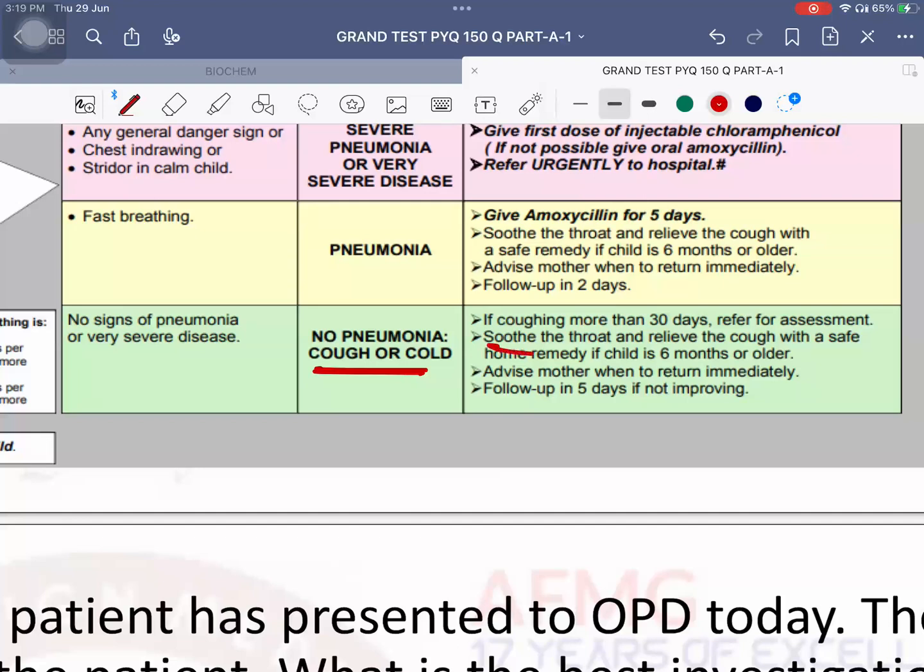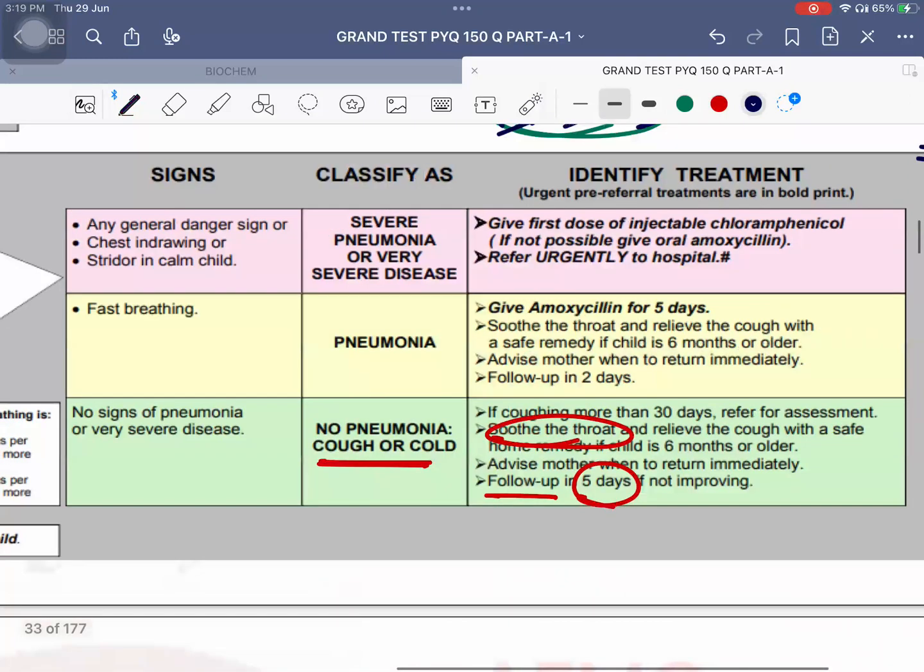What to do in this child? Usually we need to soothe the throat of the child. That means we need to give cough syrup to the child. That's it. Okay? And we need to advise the mother when to return to us immediately. And important follow-up should be carried out in how many days? 5 days. Okay, no antibiotics should be started. Remember this point. Okay?